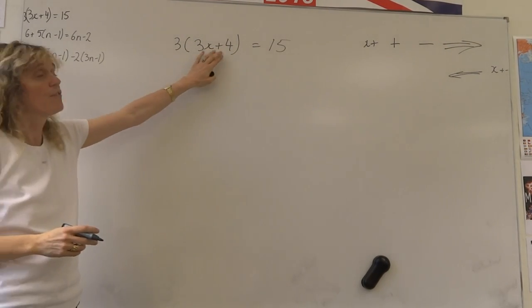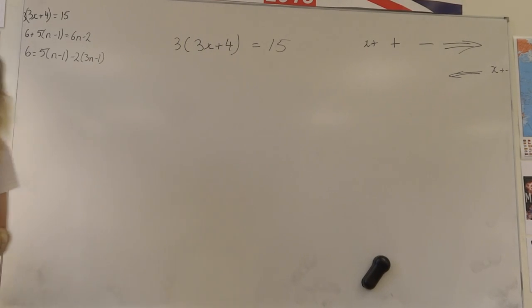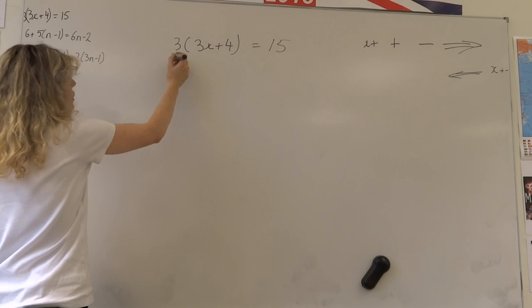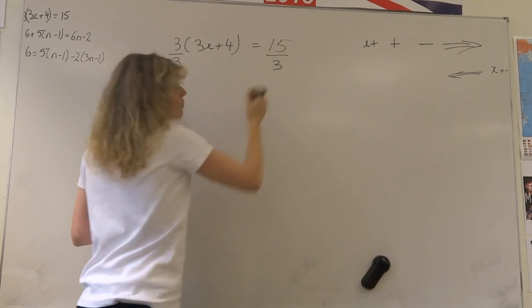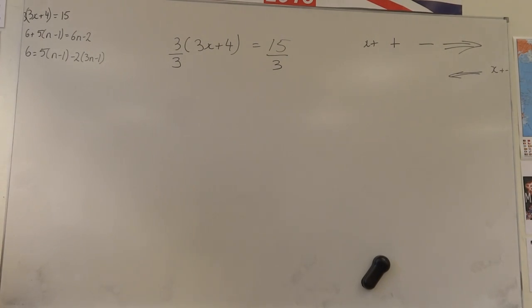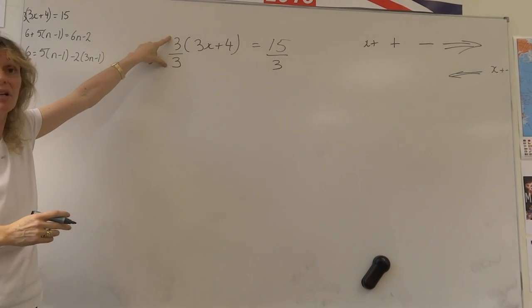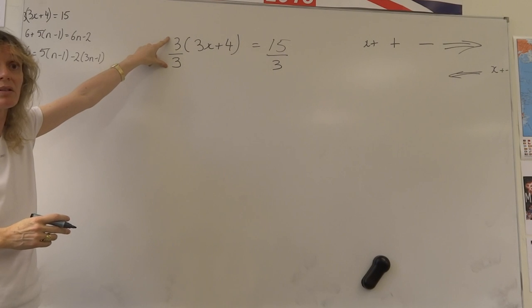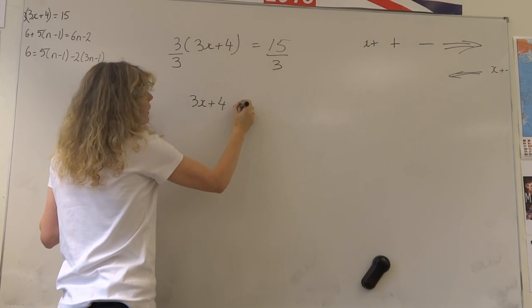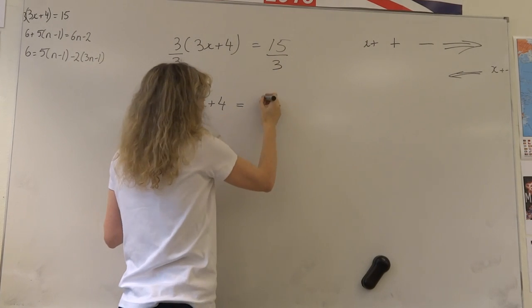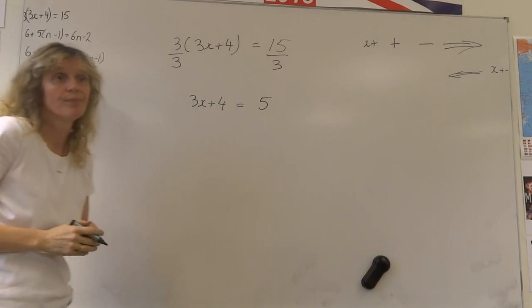This 3x plus 4 is in the bracket, so I'd probably leave it there. Because the easiest thing to do at the moment would be to divide both sides of my equation by 3. If I divide both sides by 3, I get rid of this 3 here that I really don't want. So I then get that 3x plus 4 equals 15 divided by 3, which is 5.